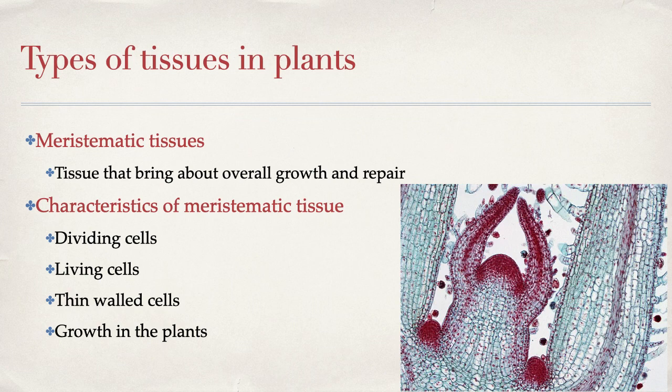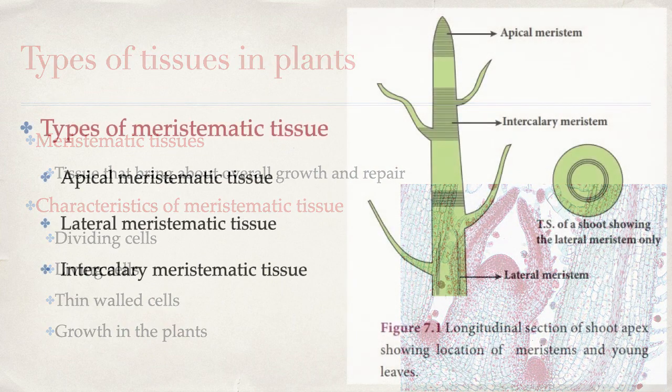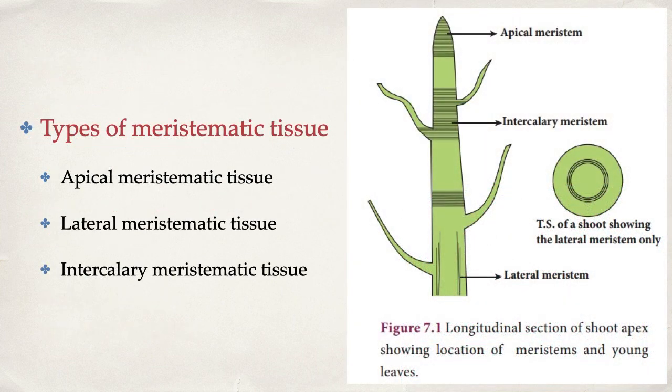Characteristics of meristematic tissue. All meristematic tissues have rapidly dividing cells, and all the cells are living cells with a prominent nucleus and abundant cytoplasm. The cell walls of these tissues are thin, and the main function of meristematic tissue is to take part in the growth of the plant. Now, types of meristematic tissue: apical meristematic tissue, lateral meristematic tissue, intercalary meristematic tissue.